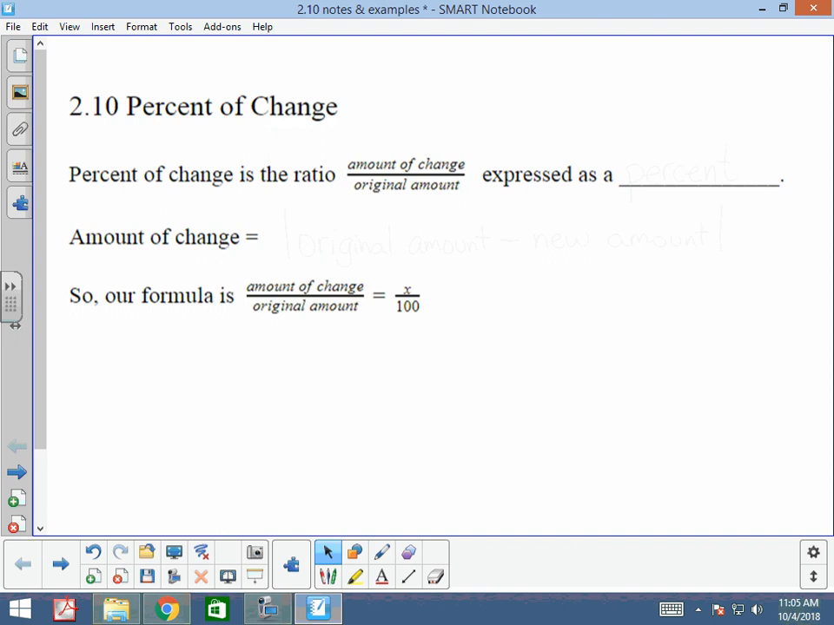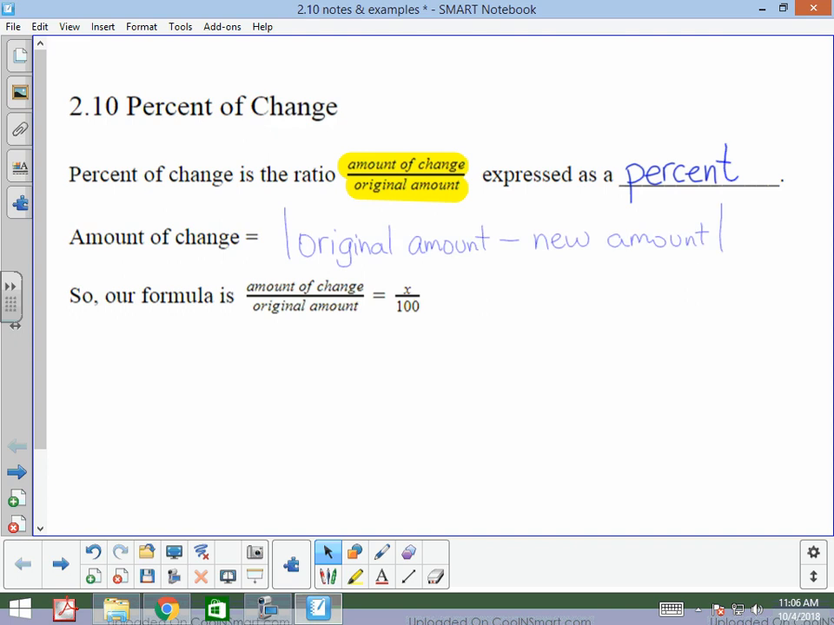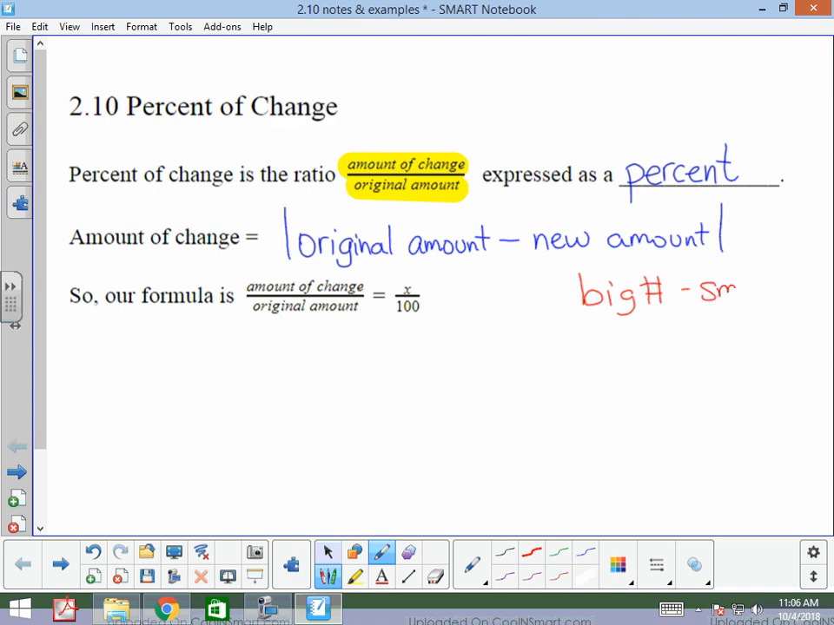Percent of change is the ratio amount of change over the original amount, expressed as a percent. So let's talk about what amount of change is. Amount of change, when you see that on the ACT or anything like that, that word change means to subtract. So we're going to do the absolute value of the original amount minus the new amount. Absolute value means we need a positive number. So typically what I will do is the big number minus the small number. That way it keeps me from getting a negative number.